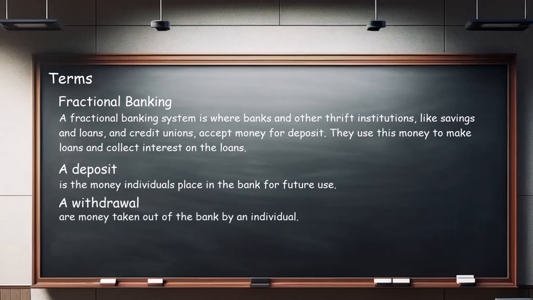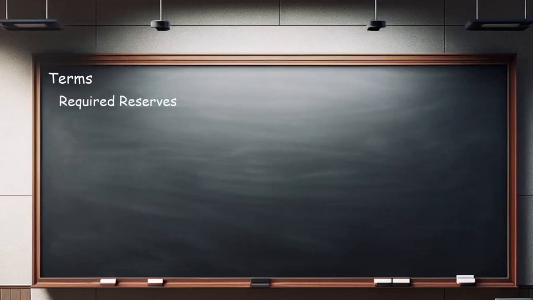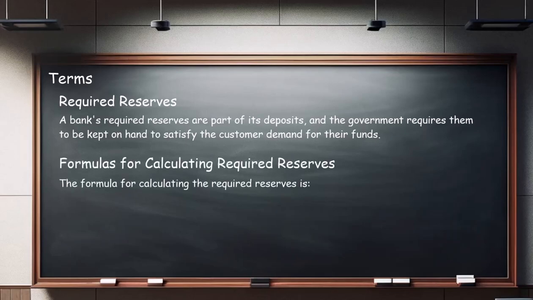The reserve ratio is the ratio of required reserves to deposits. Problem statements represent the reserve ratio either as a decimal, or a rational number, or a percentage. If the problem statement represents the reserve ratio as a percentage, divide the percentage rate by 100% to get the decimal, rational number. A bank's required reserves are part of its deposits, and the government requires them to be kept on hand to satisfy the customer demand for their funds. The formula for calculating the required reserves is required reserves equal deposits times reserve ratio.